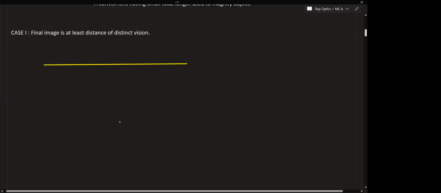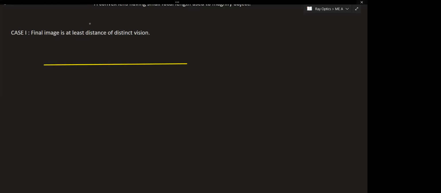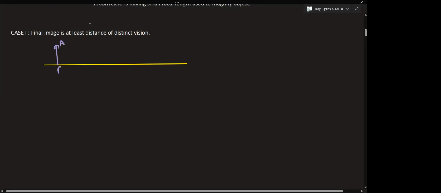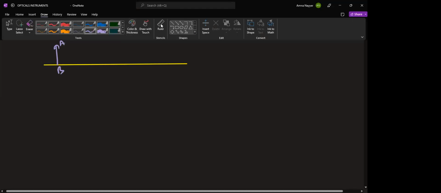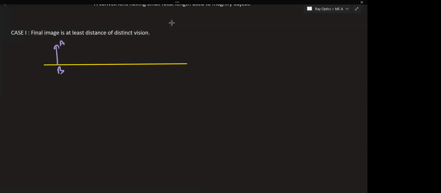Class, if the microscope is not there, let's say this is the object AB, so it will be subtending some amount of angle at the human eye. Let's assume the human eye is here. Let's say this angle is alpha. Let's name this point O. Now I am drawing the diagrams for the actual array.